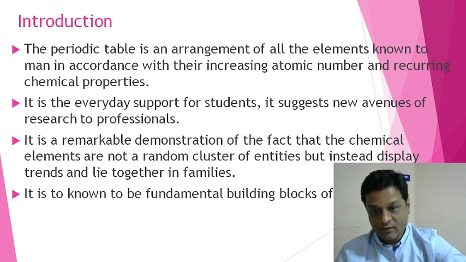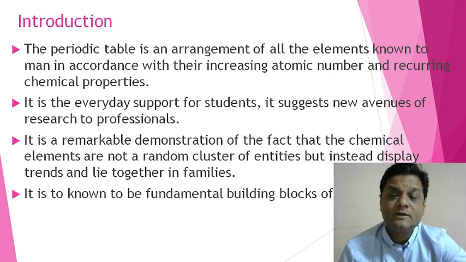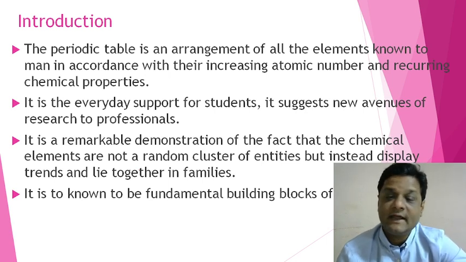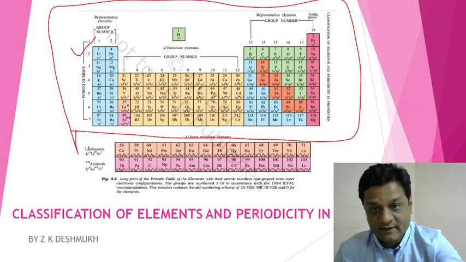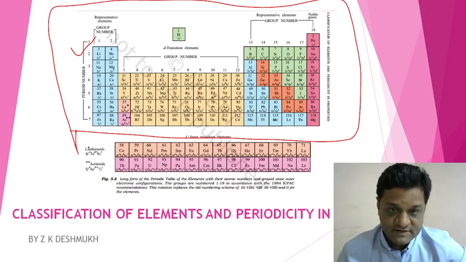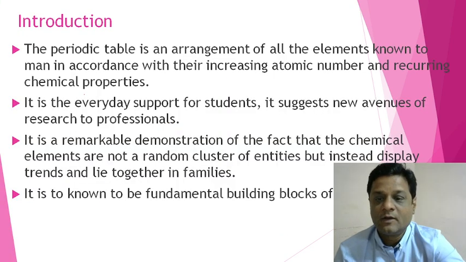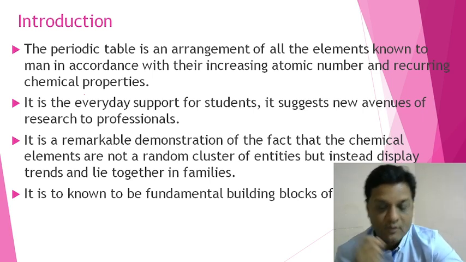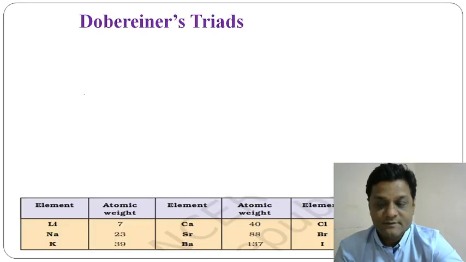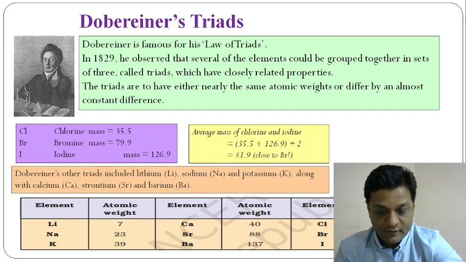Okay, now it also says that whatever elements are present in the universe, they have some trend and they are concerned with some families. So this table says that all the elements present in the universe are related with each other in a certain way and they are placed in a single table form. The periodic table is considered to be the fundamental building block of chemistry. Now, how was this table developed and how were the elements placed?